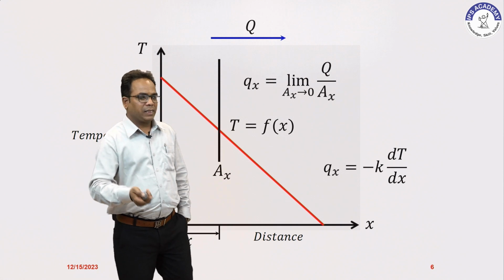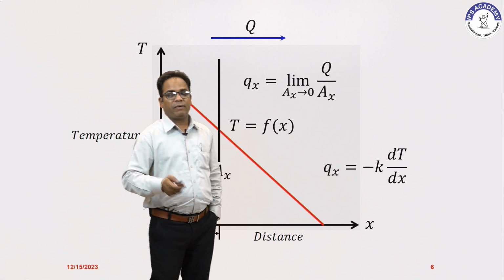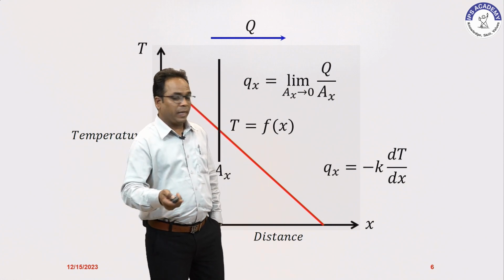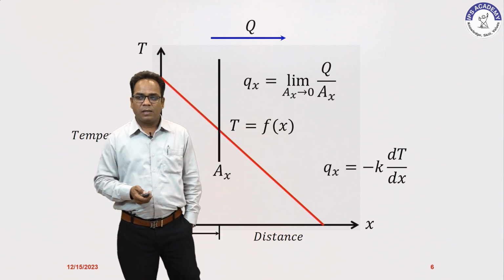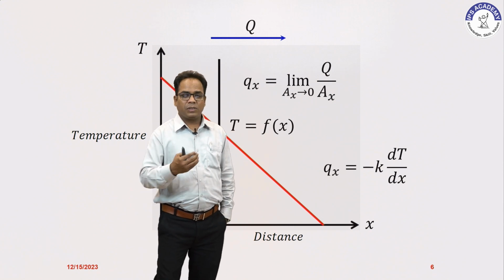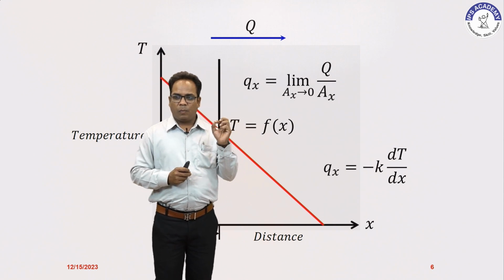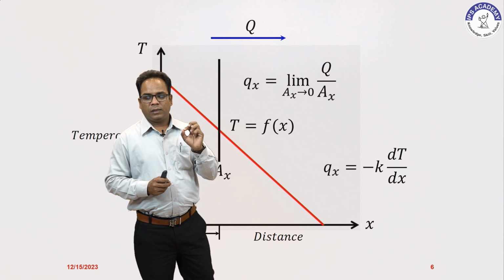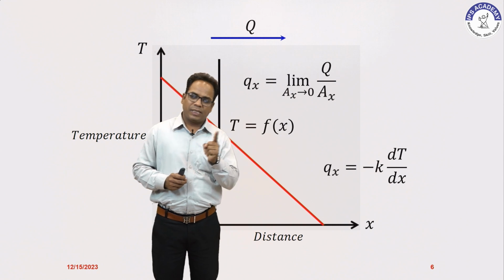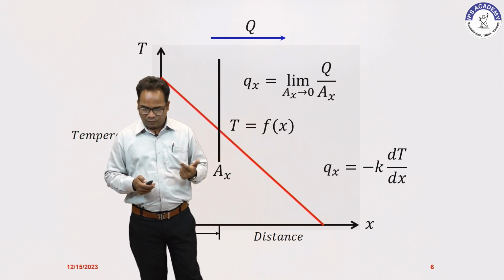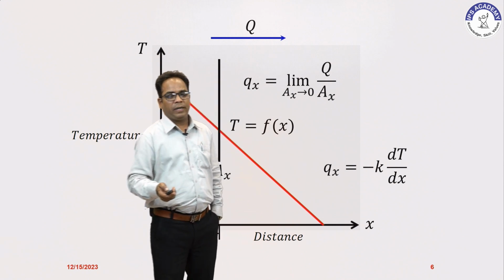Here k is the thermal conductivity and dT upon dx is the temperature gradient. As you can see, the minus sign present in this equation is deliberately provided because the negative temperature gradient comes into the picture. To obtain a positive value of heat flux, the minus sign has to be kept, because the negative temperature gradient will compensate the minus sign, and in this way you get a positive heat flux. So this equation is the foundation of overall heat transfer.